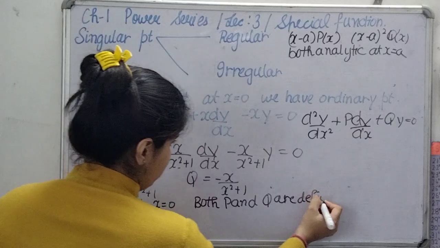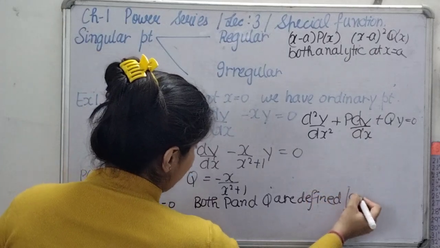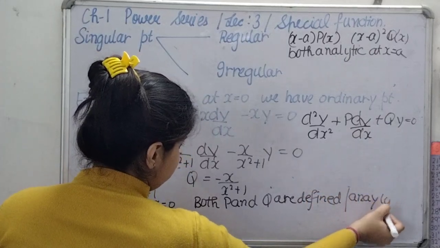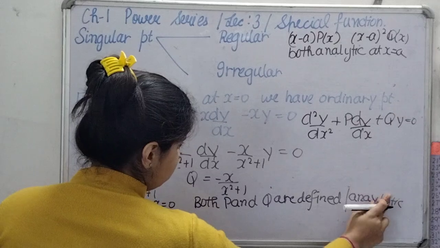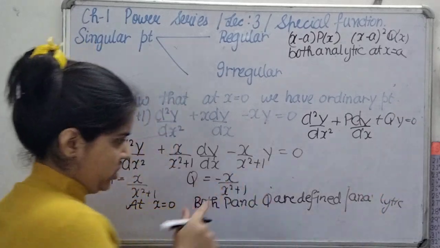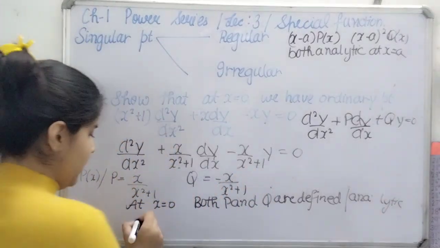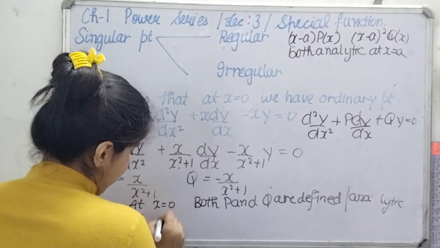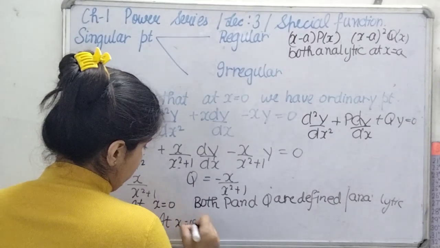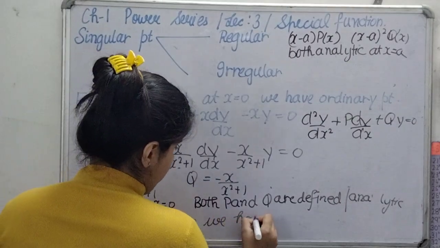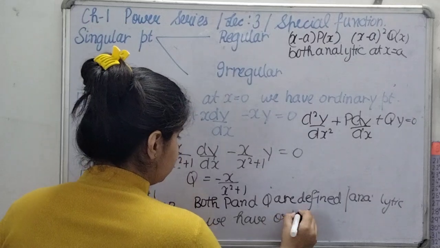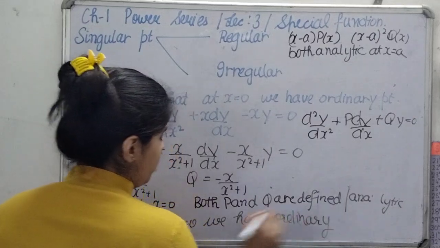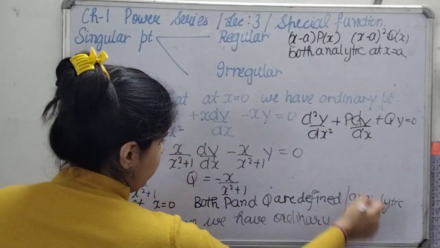डिफाइन के लिए यहाँ पे हम एक और टर्म यूज करेंगे, दैट इज both these functions are analytic. Both these functions are analytic at x is equal to 0. Hence, at x is equal to 0, we have ordinary point. So हमारे पास x is equal to 0 पे कैसा point है, ordinary point.